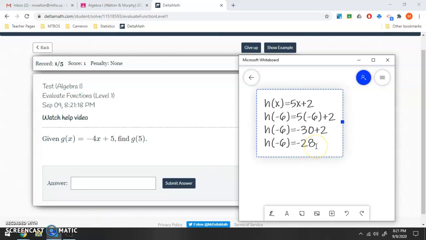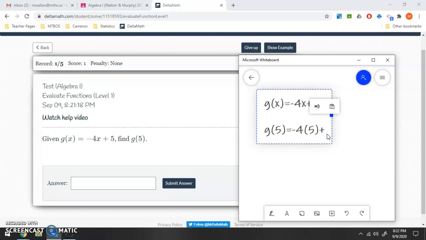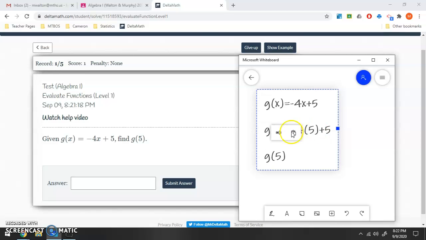All right, you should have typed in your answer. Let's evaluate this just to show how we got the correct answer. We have g of x is equal to negative 4x plus 5. Now I'm doing g of 5. We are doing negative 4 times 5 plus 5. Negative 4 times 5 is negative 20, plus 5. And then finally, our final answer here, negative 20 plus 5 is negative 15.